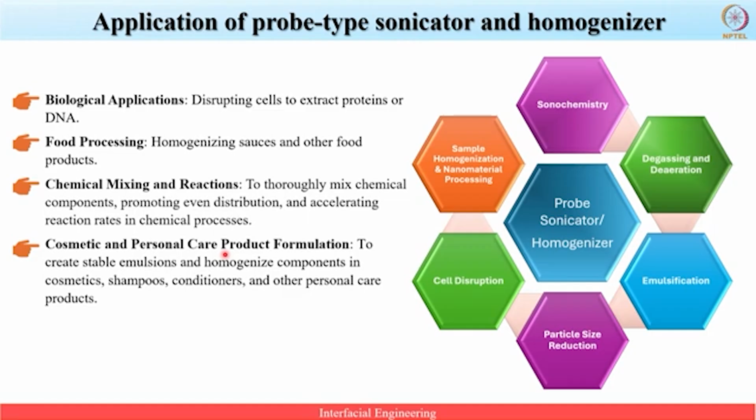And if we talk about the droplet size, the probe type sonicator generally produces smaller droplets due to intense ultrasonic energy, whereas the homogenizer focuses on uniformity over fine droplet sizes. If we talk about the application ranges, homogenizers are better suited for applications involving large-scale mixing, while the probe type sonicator excels in nanoscale dispersion and breaking aggregates.